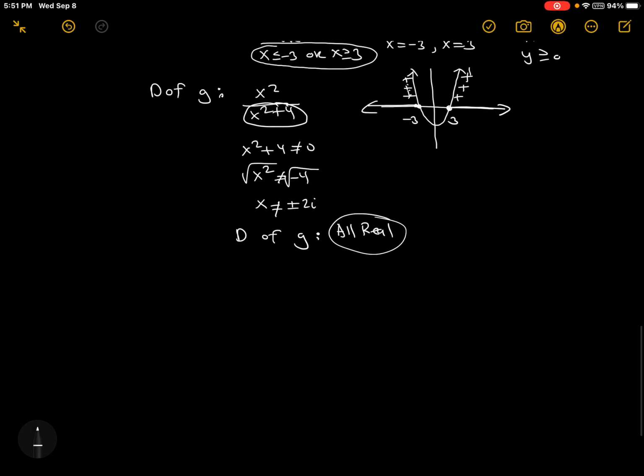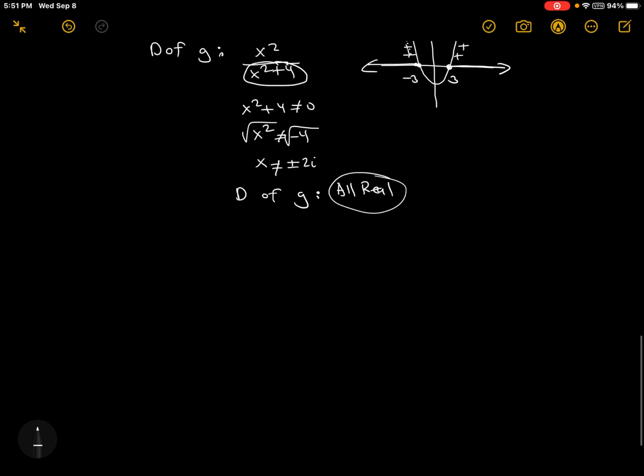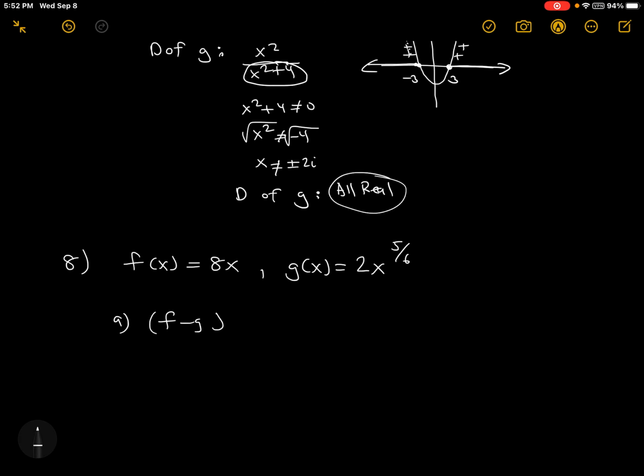Okay, so number 8, f of x is equal to 8x. G of x is equal to 2x to the 5 over 6. So again, really quickly, what is f minus g of x? Well, it's going to be simply 8x minus 2x to the 5 over 6. Okay, not much simplifying that you can do. I would just leave it like that. What is f times g of x?